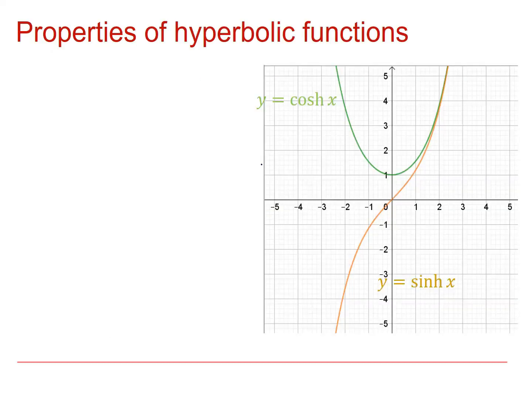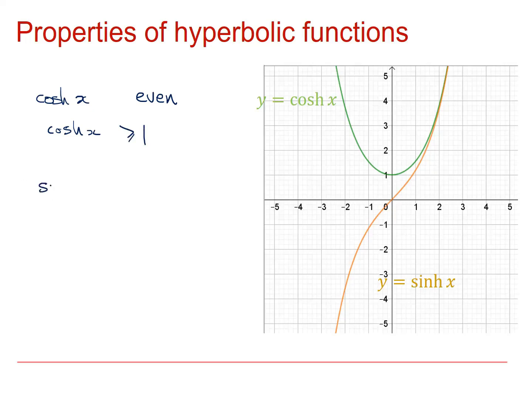Okay, so here are the graphs of my two functions. What can we say about them? Well, the first thing to notice is that cosh x is an even function. It's symmetrical about the y-axis. The value of cosh x for a negative value of x is the same as for the same positive value of x. And the other thing to notice is that cosh x is always greater than or equal to 1.